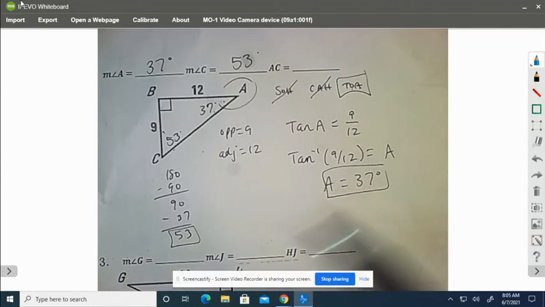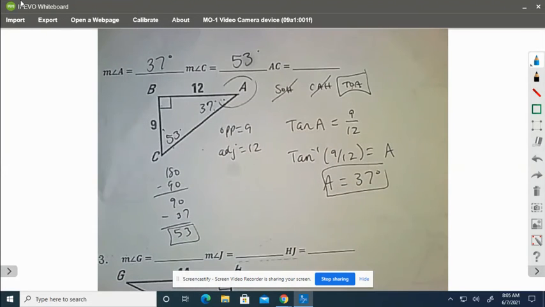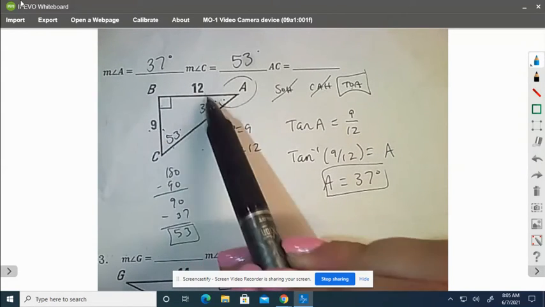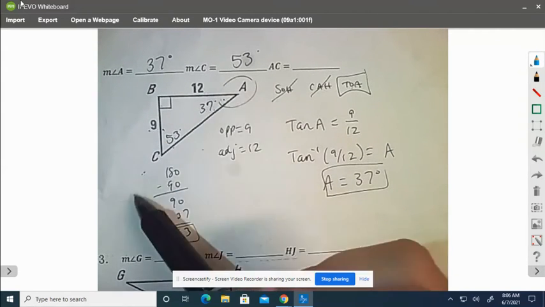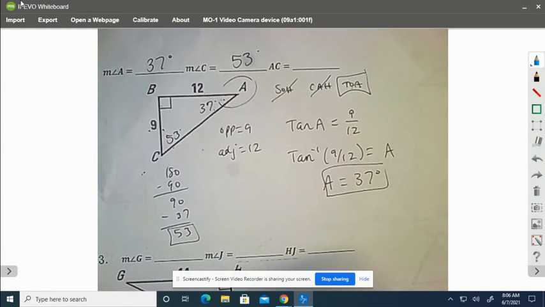So I have AC, okay? I can find that one of 2 ways. I could use the Pythagorean theorem, right? Because I have 2 sides on a right triangle, and I'm missing that third side. I could use the Pythagorean theorem, or I could use trig ratios to solve, okay?